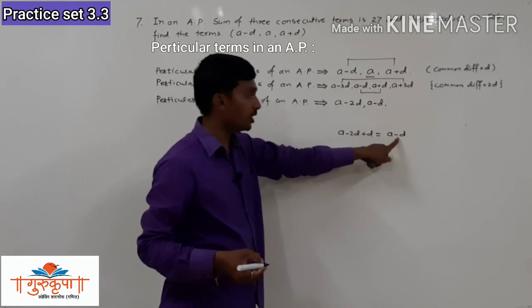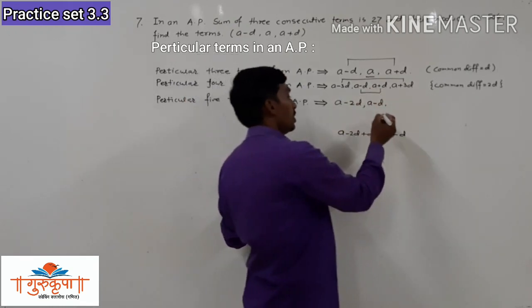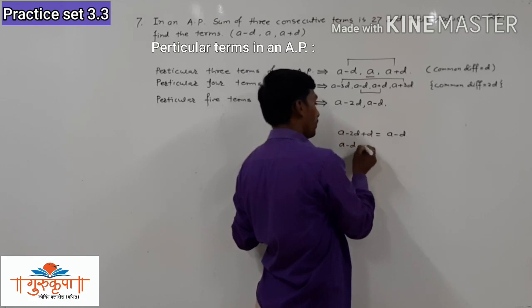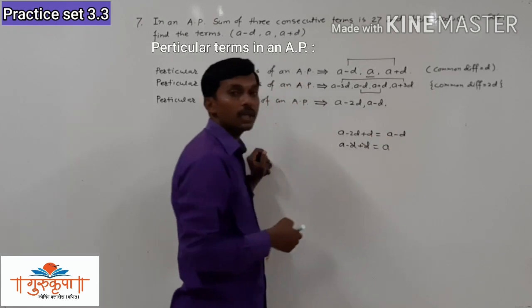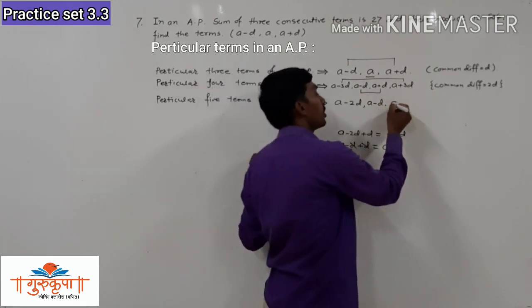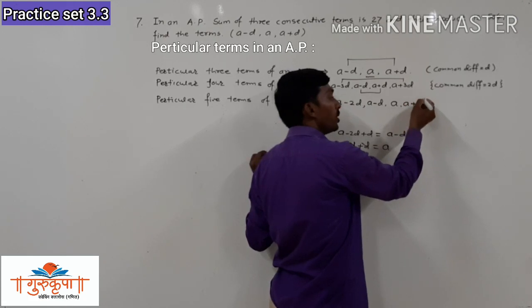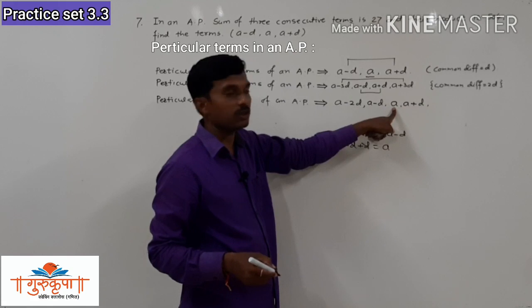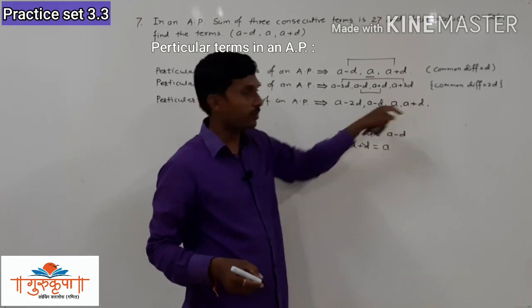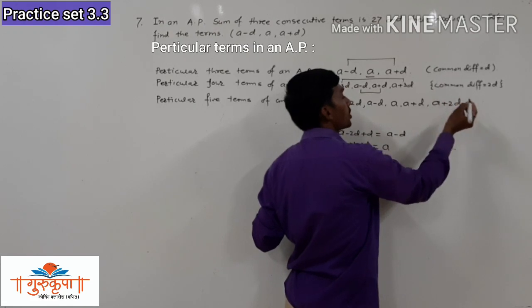Now again add d to the second term to get the third term. This is a minus d we have, and we add common difference to it. So minus d plus d cancel and we have a as the third term. Now add d to the third term to get the fourth term, and it is a plus d. It is too easy. Then we have to get the fifth term, and it is a plus 2d.